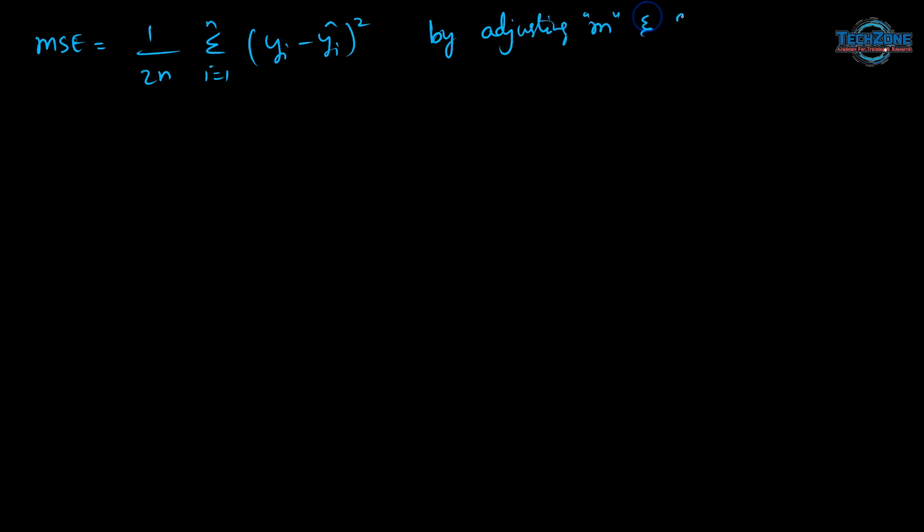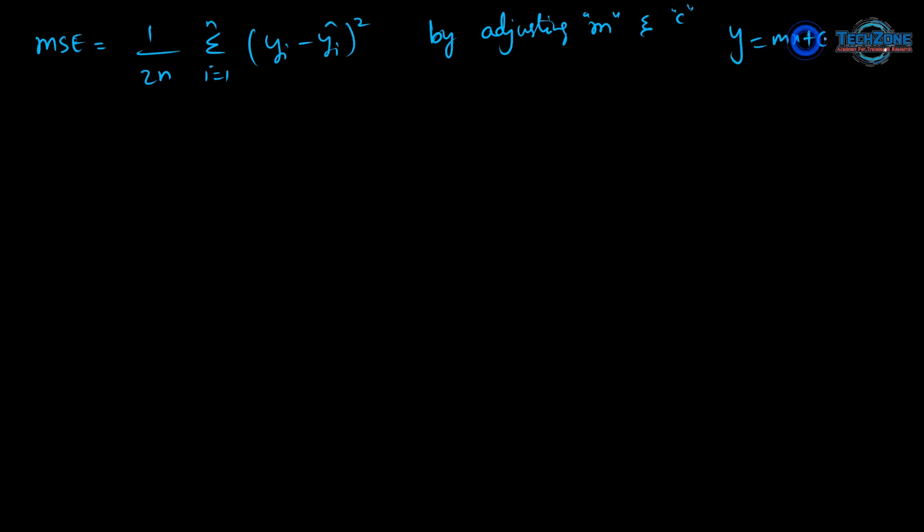Now I'll write this mean squared error one more time. 1 by 2n sigma i is equal to 1 to n, yi minus yi hat, whole square. Now our aim should be to minimize this cost function. But how do we minimize this? By adjusting or changing the values of m and c. Where did this m and c come from?